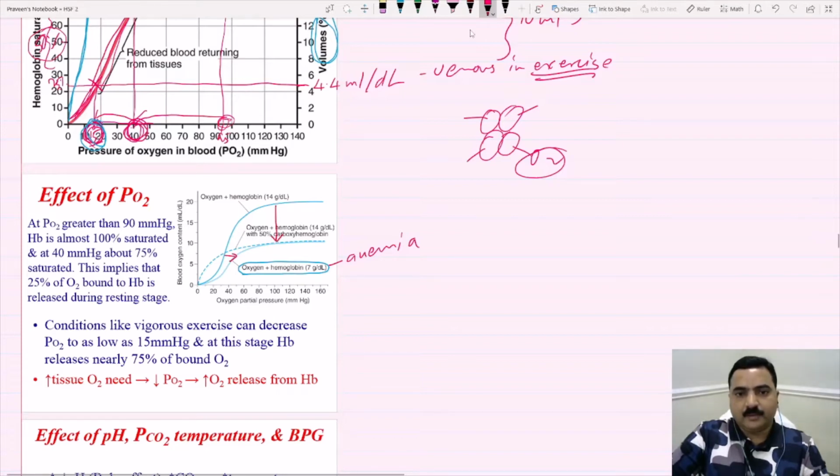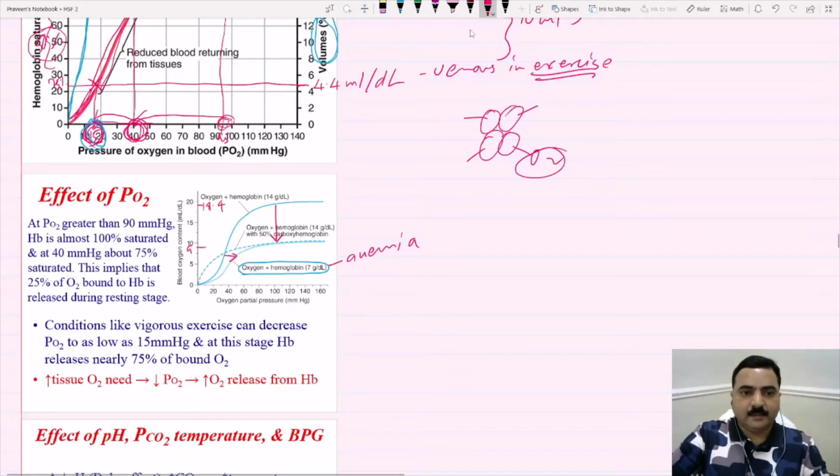This was showing around 19.4, but in this patient, because it is only 7, it is below 10, say maybe around 9. Approximately, that's the maximum oxygen carrying capacity that can be attained, not 19. So it will be very low and it will be shifted to the right.